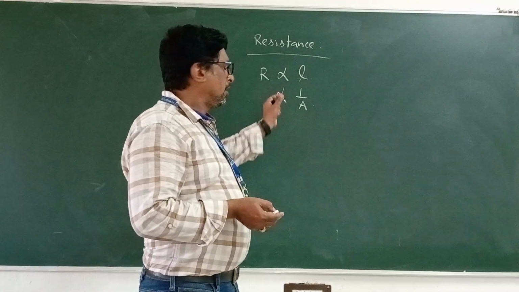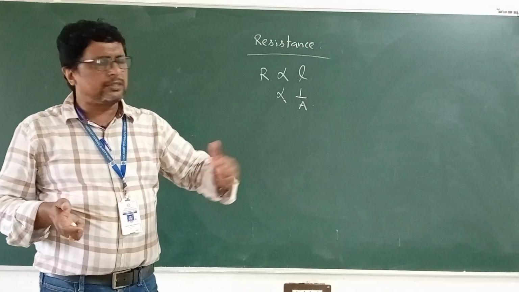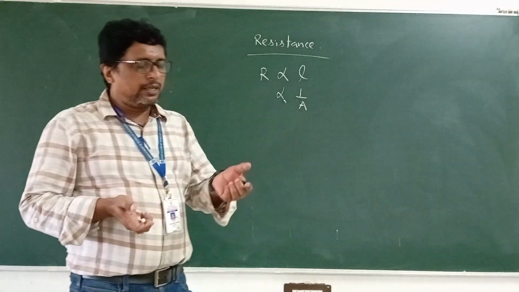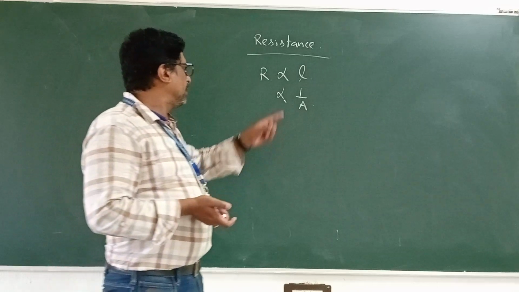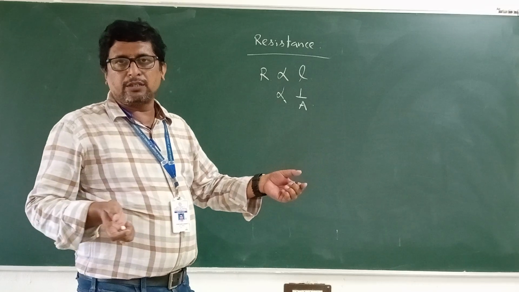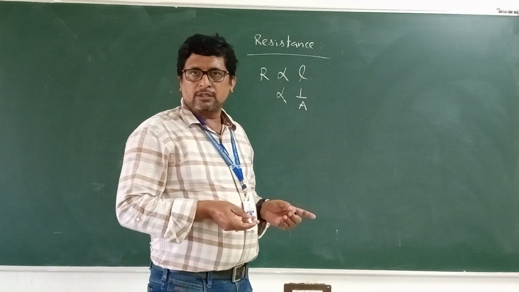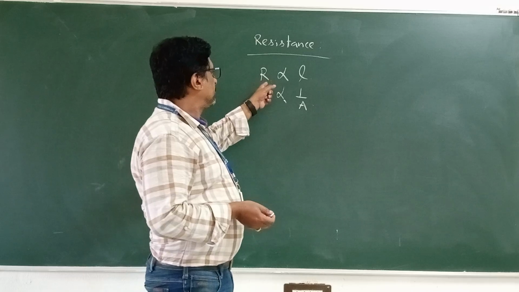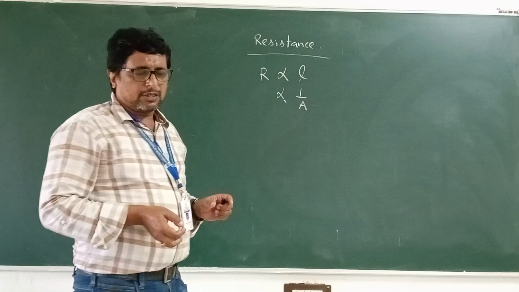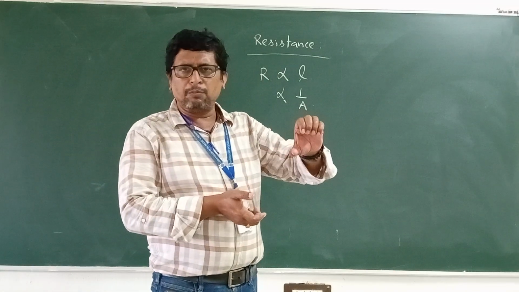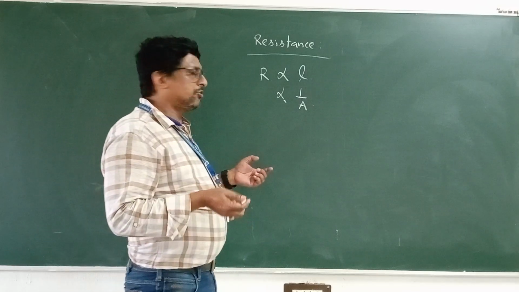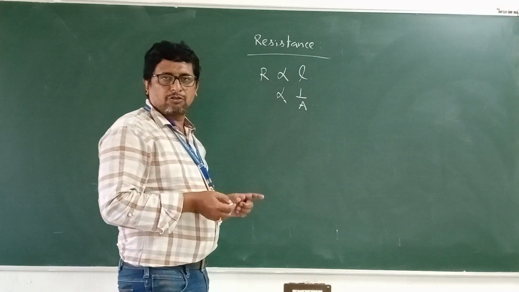Because if the length of the pipe increases and increases, the water flow will decrease. That means the resistance of the pipe will increase. Similarly here, the conductor is nothing but that pipe. So when the conductor length increases, the flow of current decreases. That is the concept of resistance being directly proportional to length. Again, come to the area of cross section. If the area of cross section of the pipe is more, then more water will traverse through the pipe. So the resistance will decrease when the area of cross section increases.